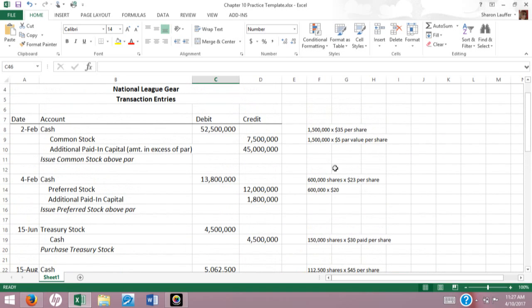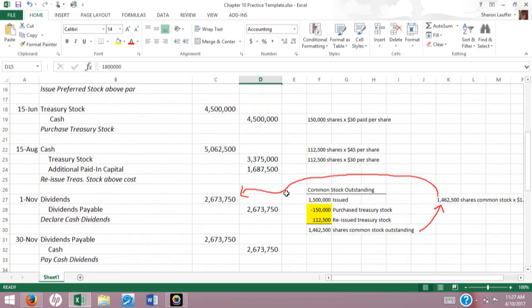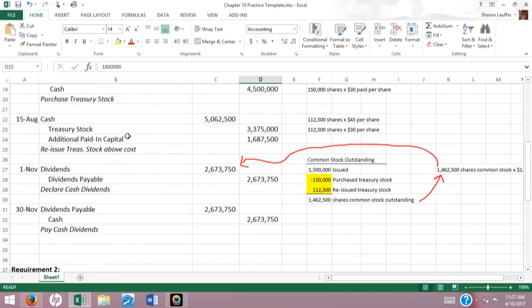So I'm going to start with our first entry, and here's the first one, additional paid-in capital of $45 million. So there's one. We have an additional paid-in capital in the next entry of $1,800,000. And then we're going to scroll down a little bit more. We get all the way to August right here before we see another additional paid-in capital of $1,687,500. And then the next two entries were dividend payments and declarations, and neither of those affected our additional paid-in capital.